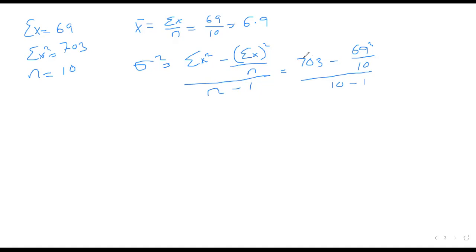So 69 squared divided by 10, subtract from 703, and that's the answer. You get 226.9. Divided by 9 is giving 25.21. So you're going to get, yes, 25.21. That is called the variance. When you square root the variance, the name is called standard deviation.